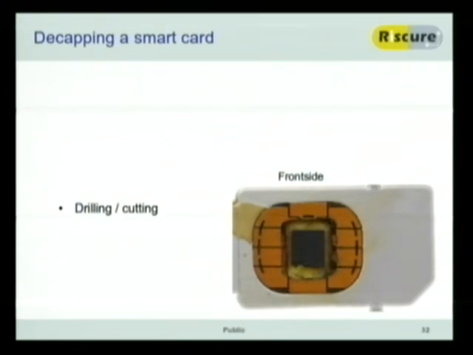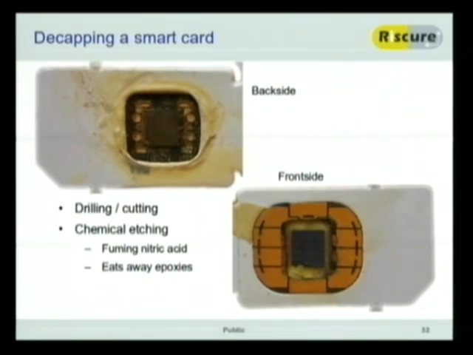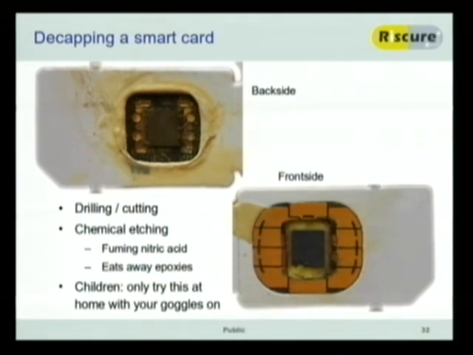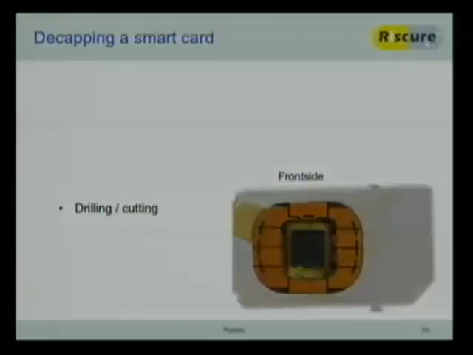This is what the front side of a smart card looks like when you drill away the contact pads. And you're actually looking at the back side of the chip there, so you're looking at the substrate. Once we see this, we're going to use the infrared laser. We can also do chemical etching on the back side, and then we're going to see the front side of the chip, which shows us all the gates and everything. For that, we use fuming nitric acid, which is a fun thing to play around with. It eats away all the epoxies, but it leaves the chip intact. Well, I guess you only try this when you're wearing safety goggles.